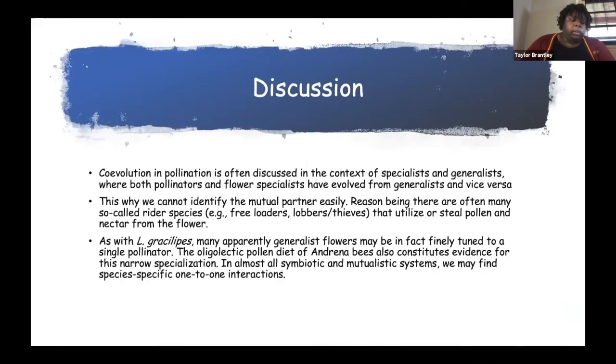Coevolution is often discussed in the context of specialists and generalists, where both pollinators and flower specialists have evolved from generalists and vice versa. This is why we cannot identify mutual partners so easily. Reason being, there are often so many so-called rider species that utilize or steal pollen and nectar from the flower. As with L. gracilipes, many apparently generalist flowers may be in fact finely tuned to a single pollinator.